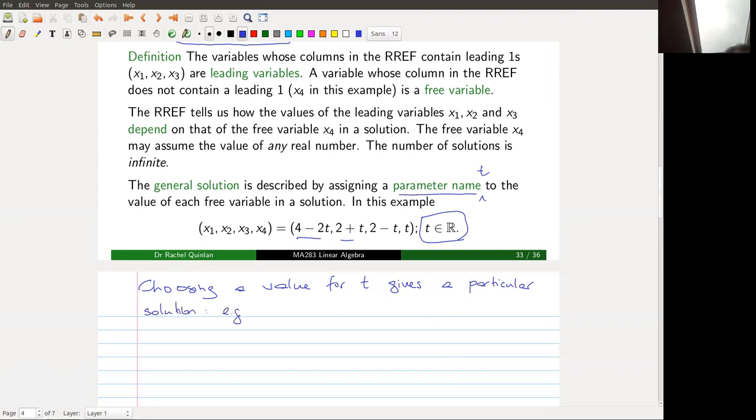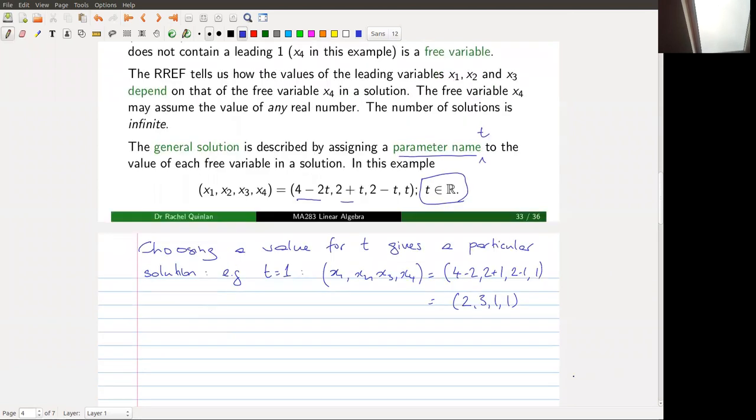For example, if we put t equal to 1, then we get x1, x2, x3, x4 equals 4 minus 2 times 1, 2 plus 1, 2 minus 1, 1, which obviously is 2, 3, 1, 1. So putting x1 equals 2, x2 equals 3, x3 equals 1, x4 equals 1 will give us a solution of the system. And you can easily check that those values do satisfy all three equations from our original system.